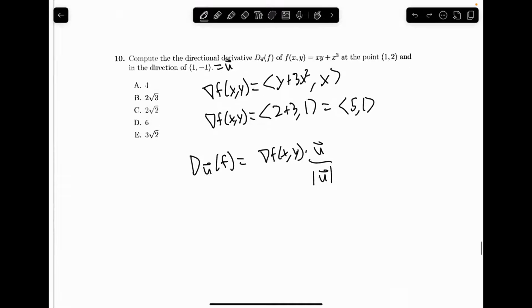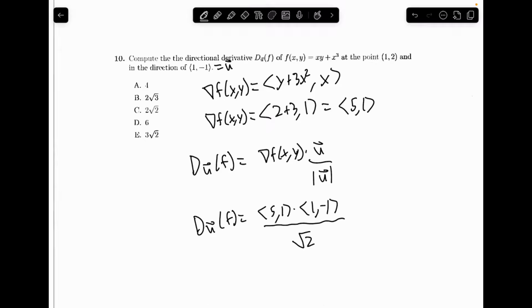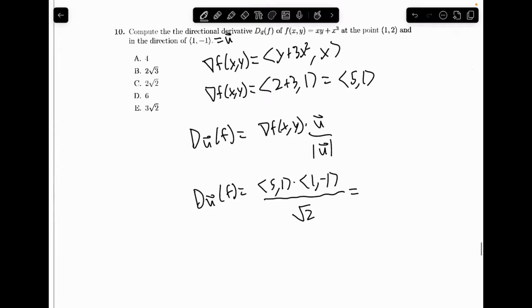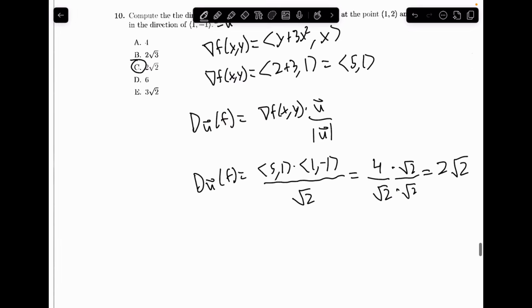So, okay, D_u of f is going to be equal to the gradient, which is 5, 1, dotted with u, which is 1, -1, all over the magnitude of u, which is the square root of 1 squared plus -1 squared, or square root 2. That is going to be equal to 5 minus 1 is 4, all over square root 2. And if we multiply by square root 2 on top and bottom, we are going to get 2 square root 2. And that is answer C. Very nice.